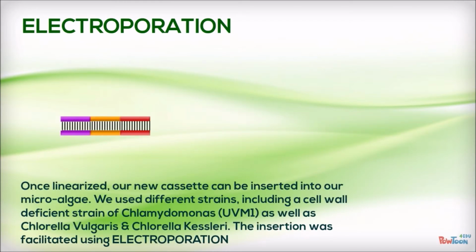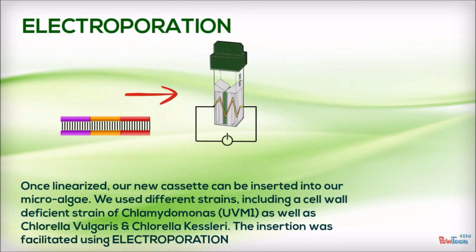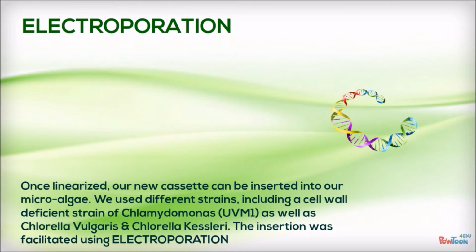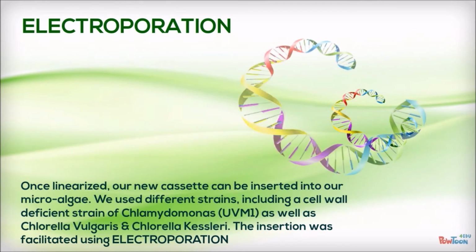Electroporation. Once linearized, our new cassette can be inserted into our microalgae. We use different strains, including a cell wall deficient strain of Chlamydomonas, as well as Chlorella vulgaris and Chlorella kessleri. The insertion was facilitated using electroporation.